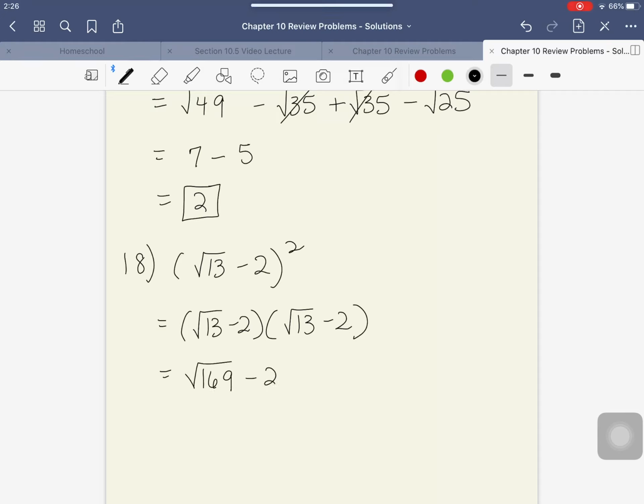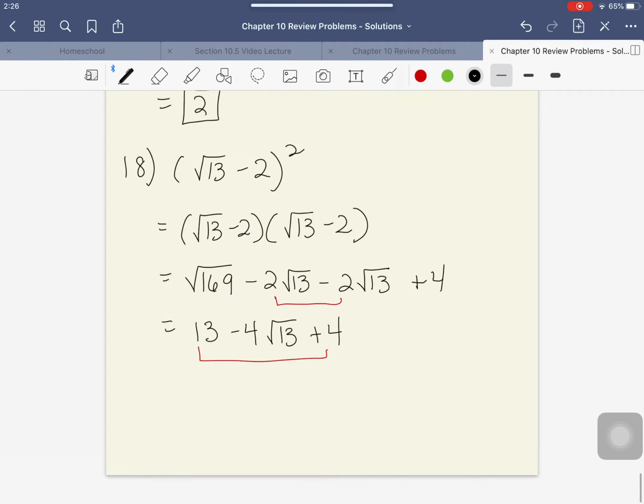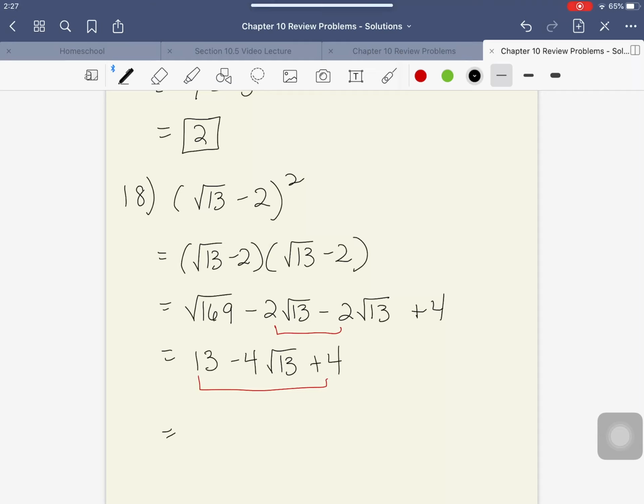All right, so we have the square root of 169 minus 2 square root of 13 minus 2 square root of 13 plus 4. Square root of 169 is 13. So now I have 13, and then I'll combine these like terms. So that'll be minus 4 square root of 13 plus 4. And now I will combine these like terms. And so that is equal to 17 minus 4 square root of 13.